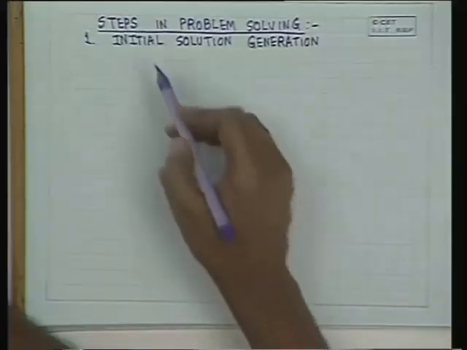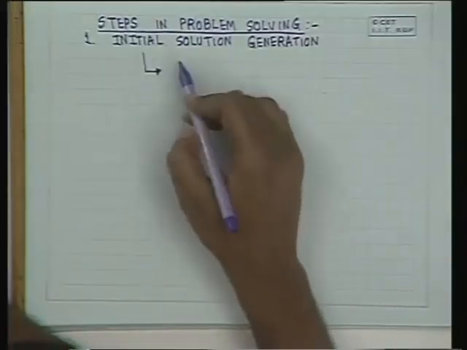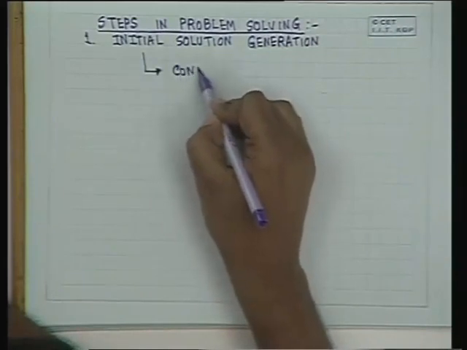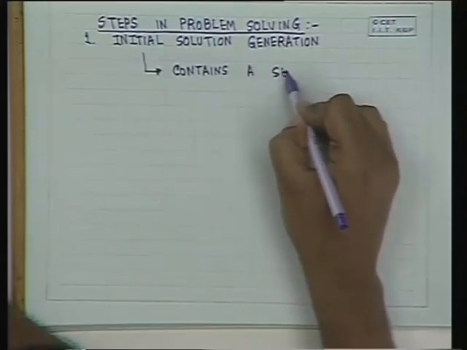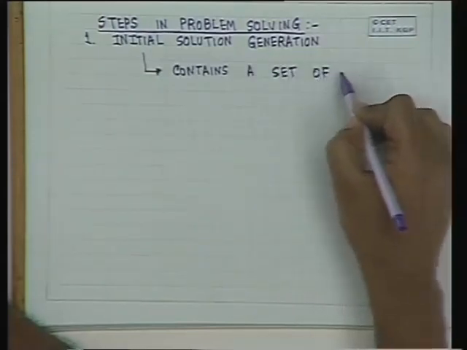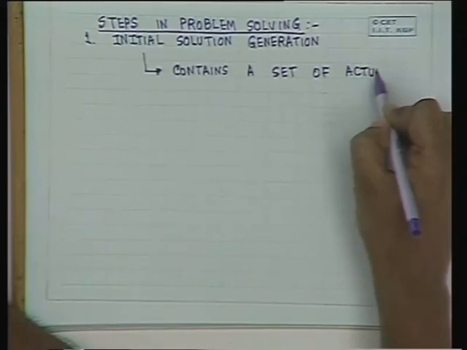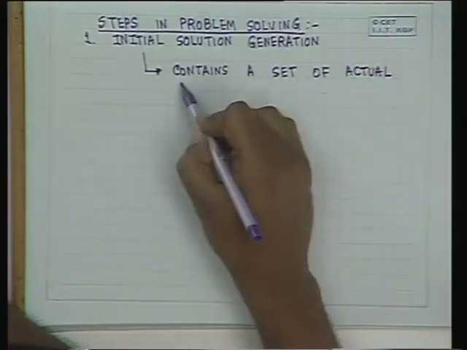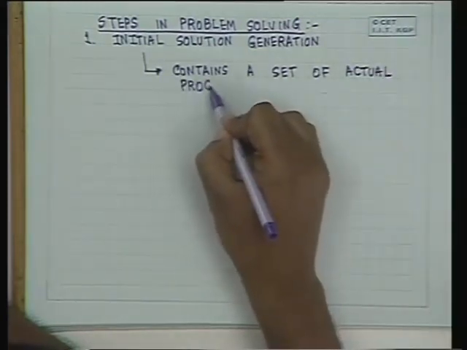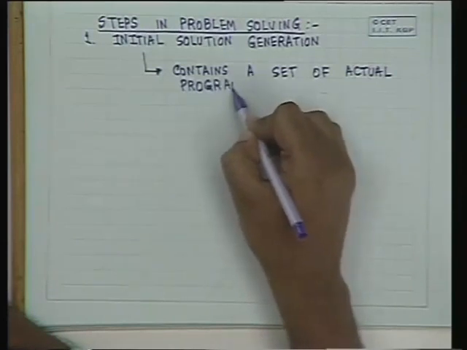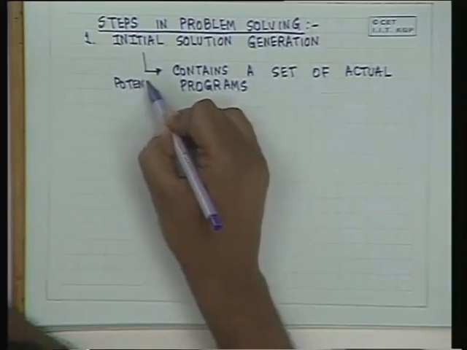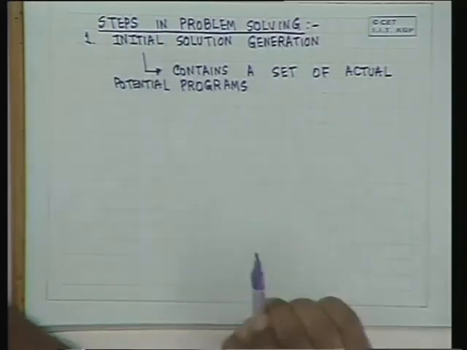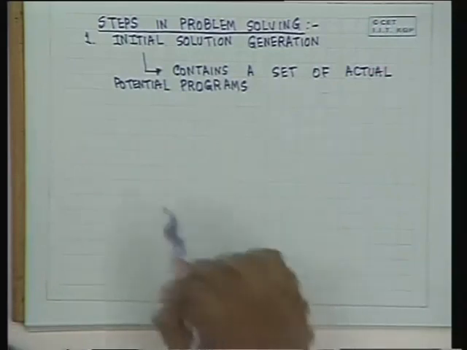So, getting an initial solution, and this initial solution contains a set of actual programs. These are not programs, these we can call potential programs. So this is the first step.